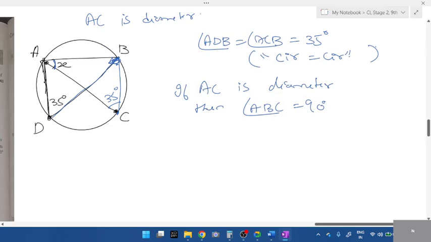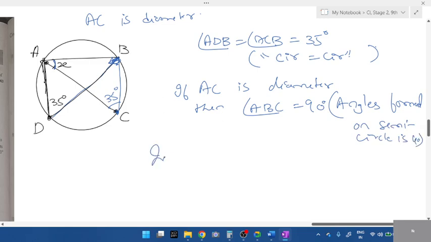Okay. Angle ABC is 90 degrees, right? Angle formed on a semicircle is 90. The reason it is a semicircle is because AC is the diameter. It will split the circle into two parts. Angle formed on a semicircle is 90 degrees. That's it.